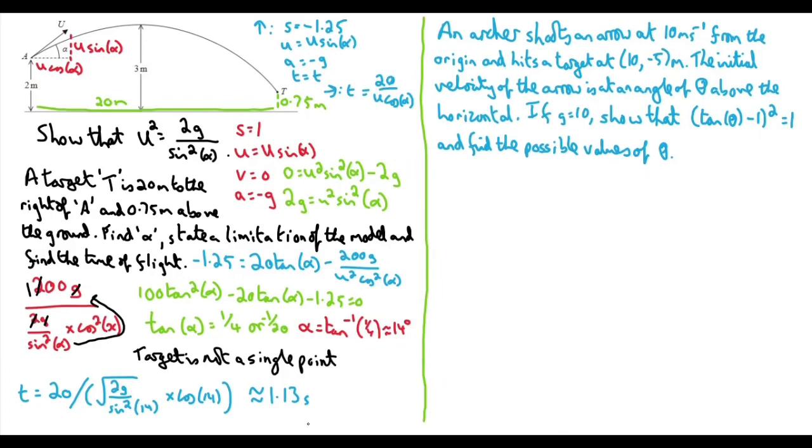Now, if we're good with that, for the final time this video, just look to your own question. An archer shoots an arrow at 10 meters per second from the origin and hits a target at (10, -5) as coordinates, in meters. The initial velocity of the arrow is at an angle of theta above the horizontal. If g equals 10 this time, so they're giving you that because it's going to help your equation, show that (10 tan theta - 1) all squared equals 1, and then find the possible values of theta.